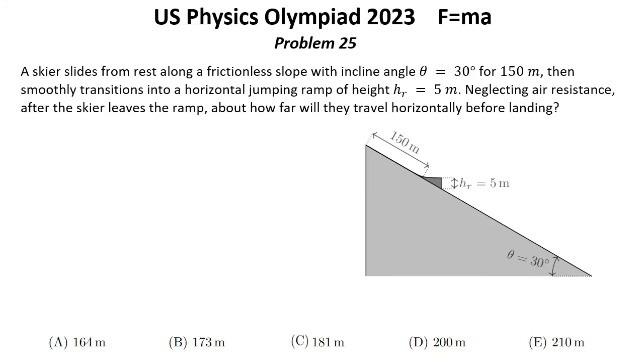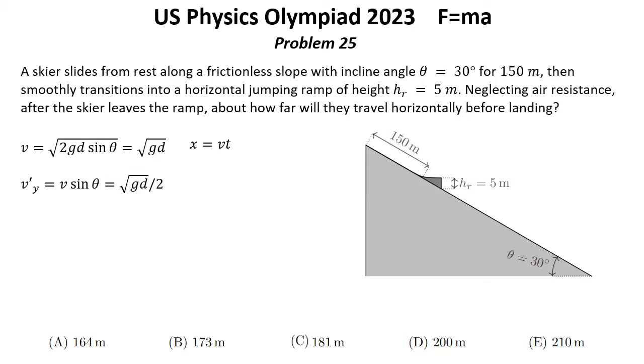Solution for problem number 25. Upon leaving the ramp, the skier has a speed v equal to the square root of gd. From there, the skier travels a horizontal distance x equal to vt, where t is the time of flight. To find this time, it's better to use a coordinate system where the x direction is along the slope and the y direction is perpendicular to the slope.